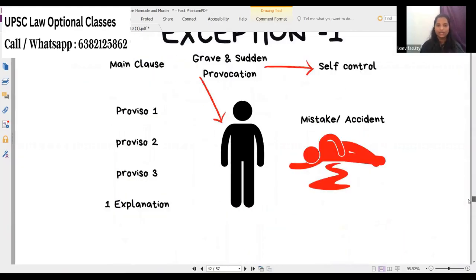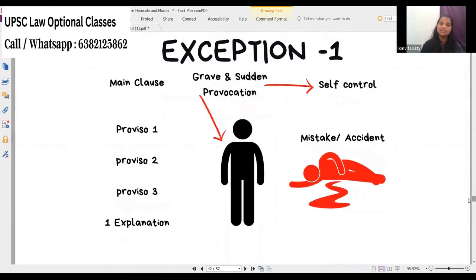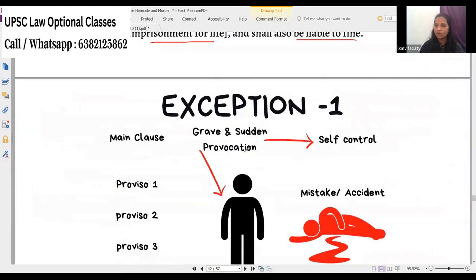I told you there are 5 exceptions. The first exception: if you cause murder under grave and sudden provocation, you lose your self-control and cause the death of the person, then you fall under this exception. Provided you don't cause the murder by mistake or accident. You have a clear intention to cause the death, but you cause that death only because you lose self-control, and this self-control is lost by reason of grave and sudden provocation.